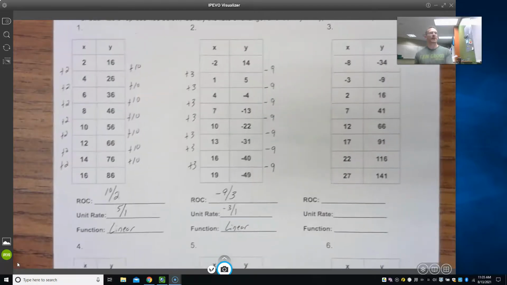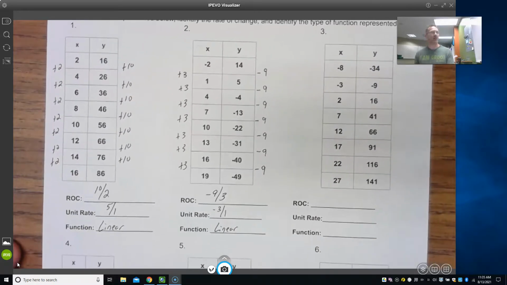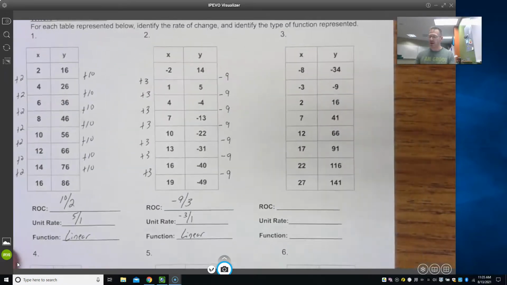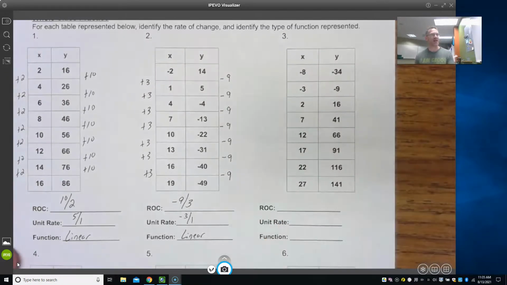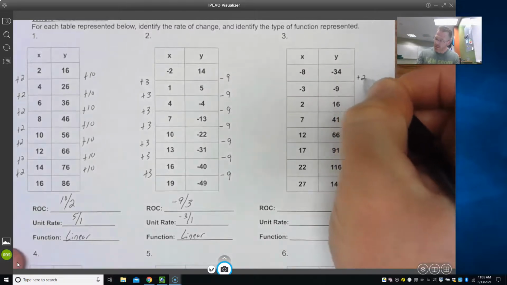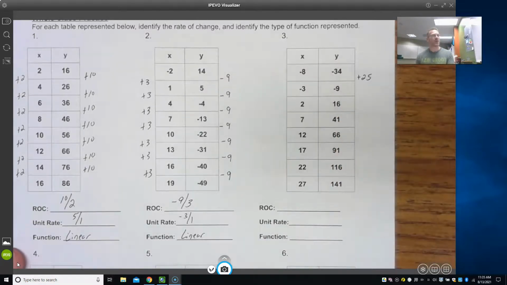One more problem together here before we wrap up this video, and let's look at our change in y here on the right side. So negative 34 to negative 9, I went up 25. Remember, if you become less negative, you're going up, because you'd rather owe me $9 than owe me $34. So you're going up.